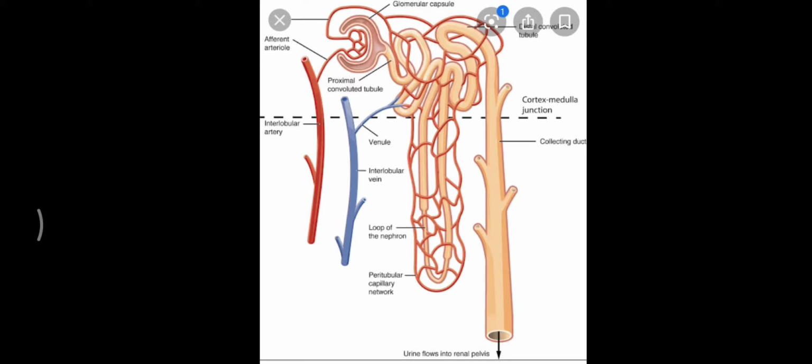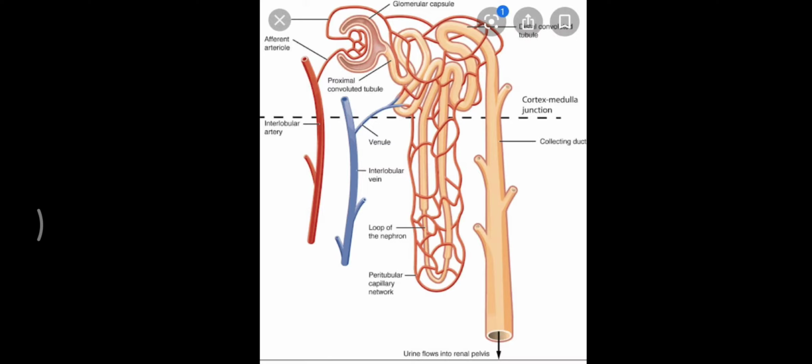Now each nephron has two parts, the glomerulus and the renal tubules. The glomerulus is enclosed in a cup-like structure known as the Bowman's capsule, whereas the renal tubule involves the PCT, that is the proximal convoluted tubule, Henle's loop, then the DCT, that is the distal convoluted tubule, and the collecting duct. Now let us learn about the nephron in detail.